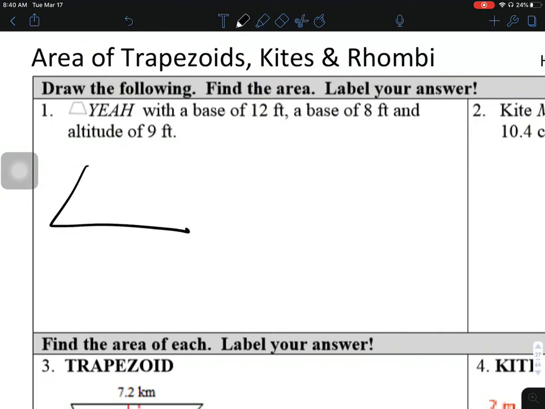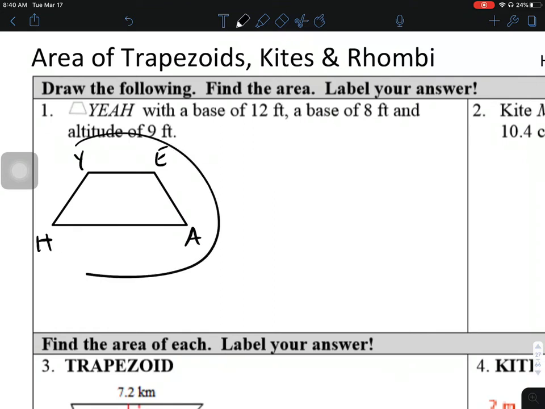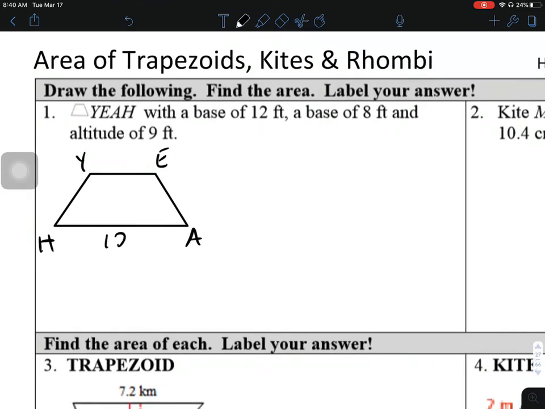It was not specific in this picture which letters go where. So as long as you put them in order, it doesn't matter where you start. It says one base is 12, one base is 8. The bases are the parallel sides in a trapezoid. And the altitude, which is also a height, is perpendicular to the bases. It says that's 9 feet.